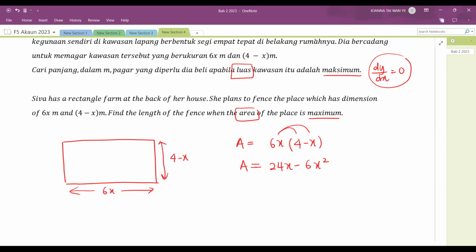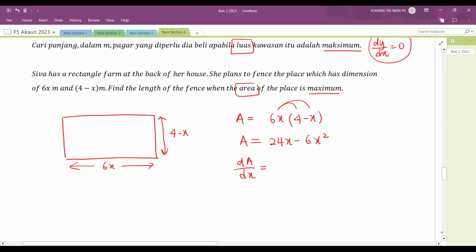Eh, ada dy dx ke sini? Do I have y? No, kalau ini bukan y, kita tulis apa? Bukan dy dx, kita tulis apa? Da dx, correct. Bukan dy dx, but da dx because this is A. So, kita buat pembezaan. Eh? Cuba kamu bagi saya jawapan, lepas beza jadi apa? After differentiate, what is the answer? 24 minus 12x, correct. 24 tolak 12x. And then maximum, right? Maximum means dA dx is 0. Okay, pembezaan adalah kosong.